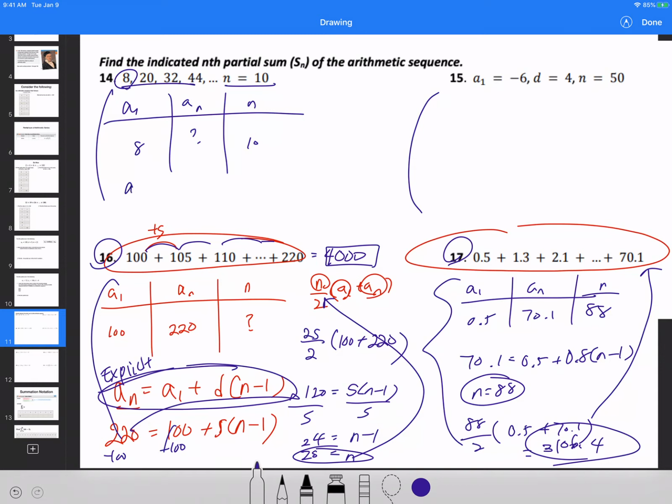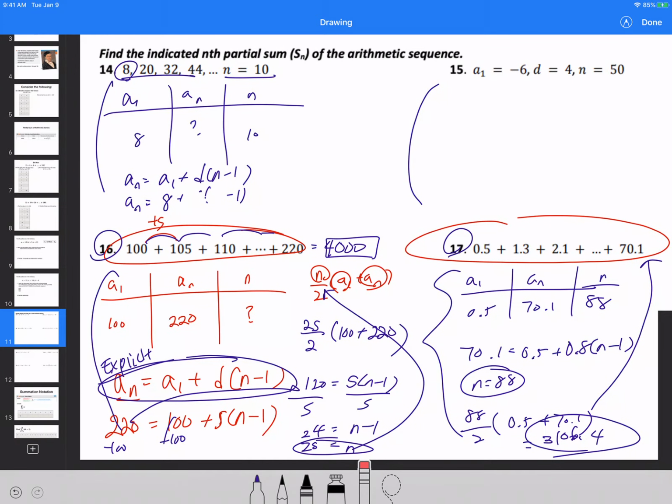So to find a sub n, all I have to do is use the explicit formula that states that a sub n is equal to the first term plus d times n minus 1. I'm sorry, d is not 10, the n value is 10. So the n value is 10, and the common difference here would be 12, because I'm adding 12 each time. This will end up being 8 plus 12 times 9. In other words, the answer would be 106.